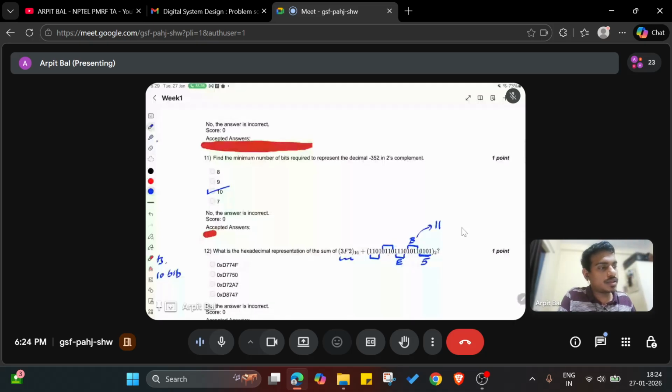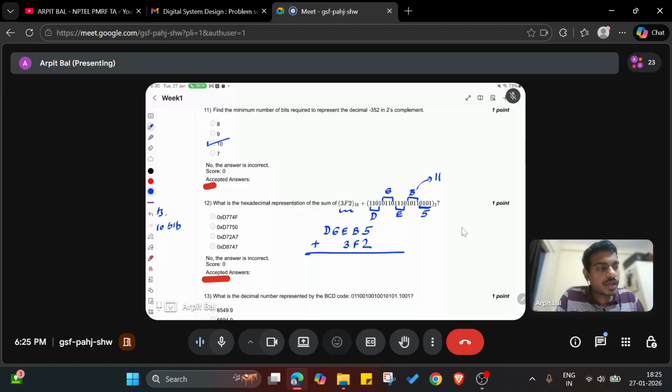And next is 0110. So 0110 means 4 plus 2, that is 6. Okay. And 1101. So 1101 means 8 plus 4 plus 1, that is 13. So 13 is your D. Okay. So now you are supposed to add these two numbers, D6EB5 plus 3F2. These are the two numbers that you are supposed to add.